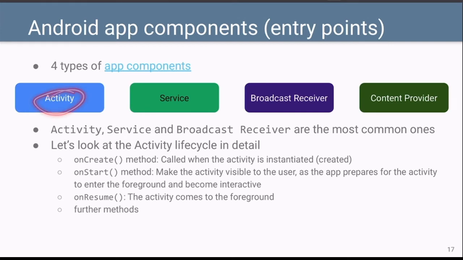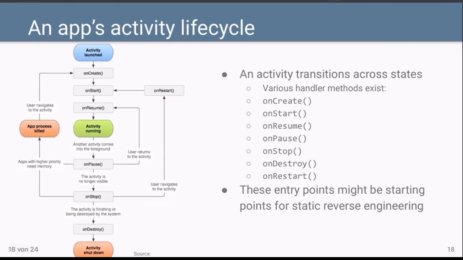Activities have a lifecycle, and we'll look at the activity lifecycle in a bit more detail. Typically, they start with the onCreate method being called, so basically it's called when the activity is instantiated. Then we have an onStart method, which makes the activity visible to the user, as the app prepares for the activity to enter the foreground and become interactive. And then the onResume method is called. Typically, that's the case when the app has been active and now re-enters the foreground. There are further methods, and we'll have a diagram showing you the full life cycle right here.